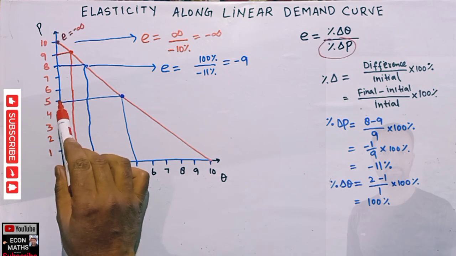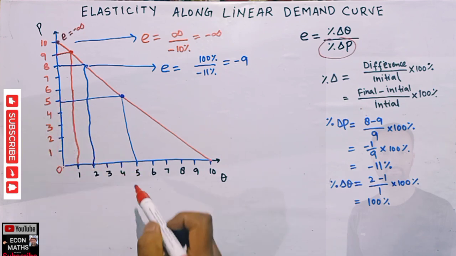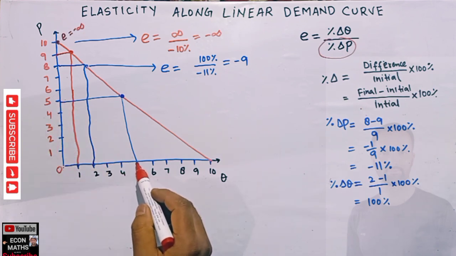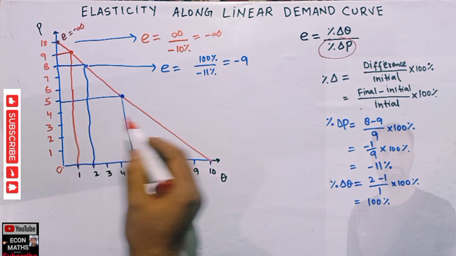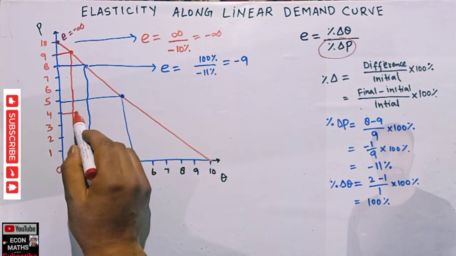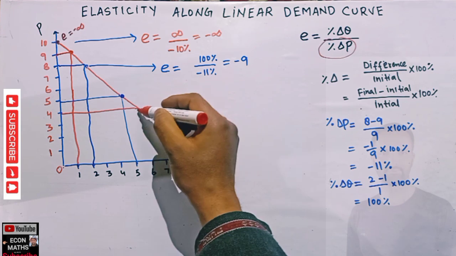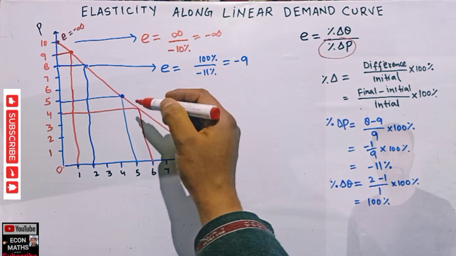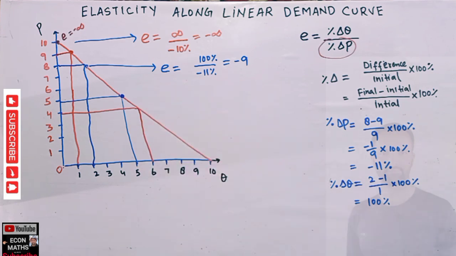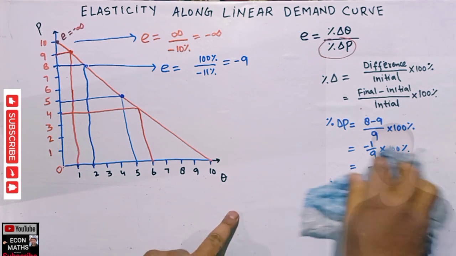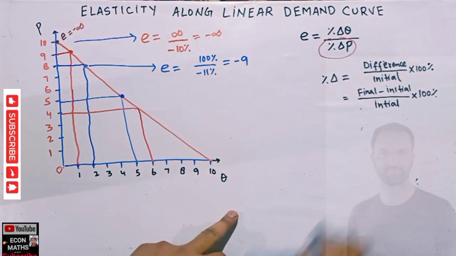So when price decreases from 5 to 4, quantity demanded increases from 5 to 6. Okay, so let's take another point. We have this point, then we have this point here. Now what is the percentage change in price? Let me rub this out again.